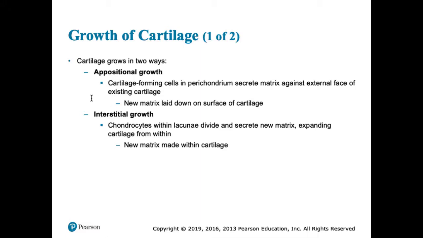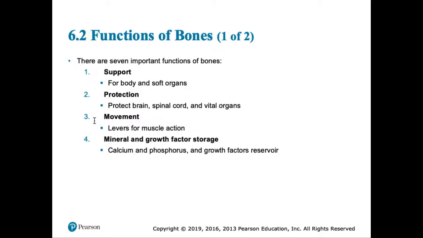Now, cartilage grows in two ways. We have appositional growth. That means the cartilage-forming cells in the perichondrium secrete a matrix, and then this matrix is laid down on the surface of the cartilage. We also have interstitial growth, and that's chondrocytes within the lacunae. They divide, and they secrete a new matrix, and that new matrix is made within the cartilage.